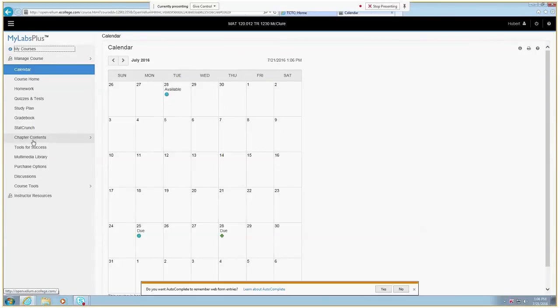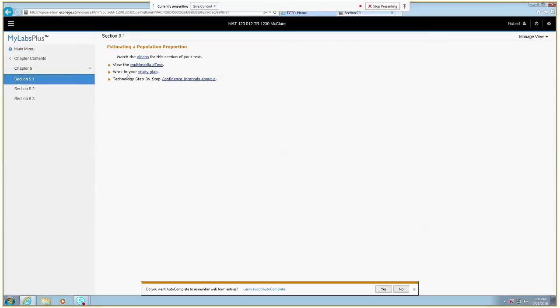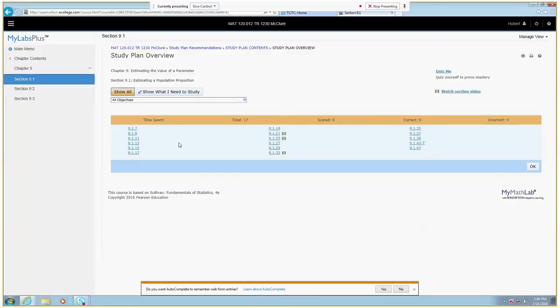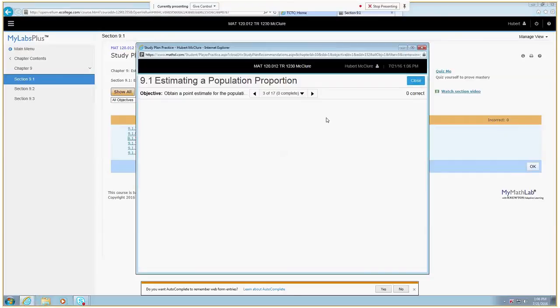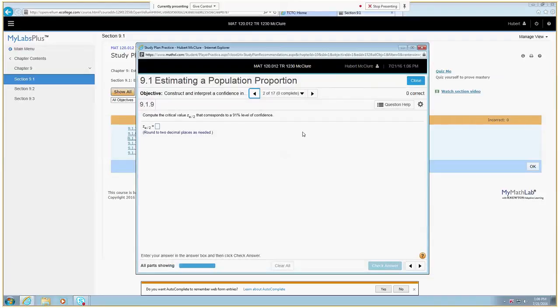Let's go with 9.1, and I'll just pull up the question and we'll go from there. All right, here we go. Compute the critical value, z sub alpha over 2, that corresponds to a 91% confidence level.